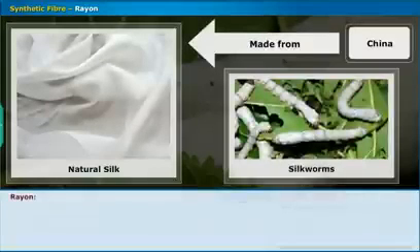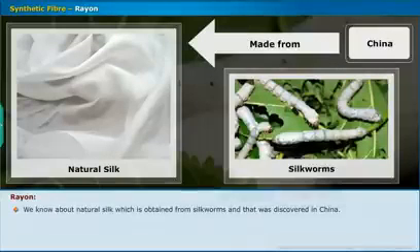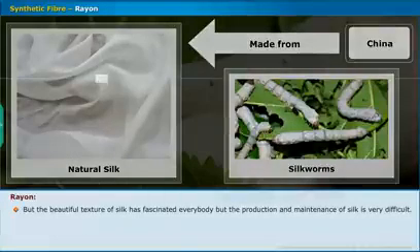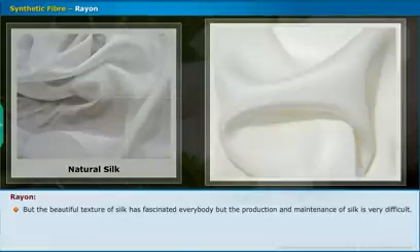Now, let us study about rayon, which is another type of synthetic fiber. We know about natural silk, which is obtained from silkworms and that was discovered in China. The discovery of silk was kept a closely guarded secret for a long time. For this reason, the fabrics made from silk were very expensive. But the beautiful texture of silk has fascinated everybody, but the production and maintenance of silk is very difficult.